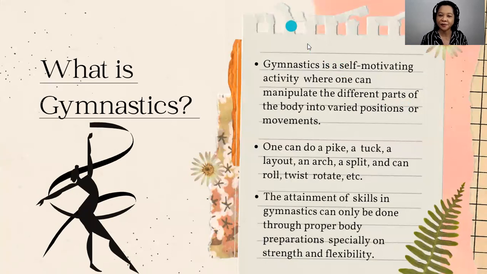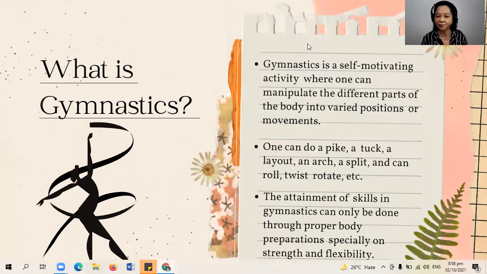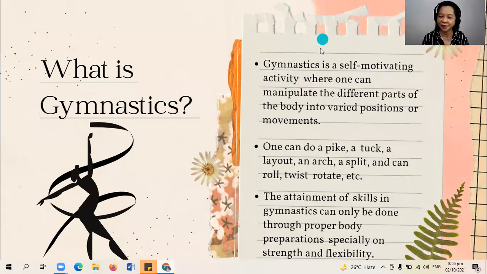What is gymnastic? Gymnastic is a self-motivating activity where one can manipulate the different parts of the body into varied positions or movements. So it is within us. We can do a certain position, a different movement. So that is gymnastic. One can do a pike, a tuck, a layout, an arch, a split, and can roll, twist, rotate, etc. Those are some of the movements that an individual can do, and these are examples of movement in gymnastic.